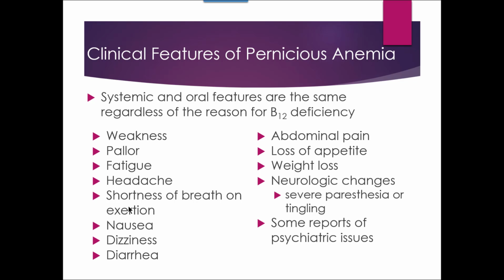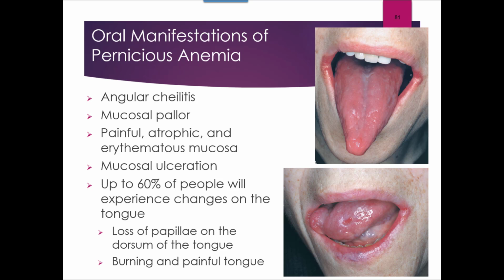So what does this look like in the mouth? Well, here we see angular cheilitis, which you can see in the top image. We can also see pale mucosa, although sometimes it can go the other way and be really painful and red and also display some atrophy of the tissues. Another issue is ulceration of the mucosa, which then follows that atrophy.